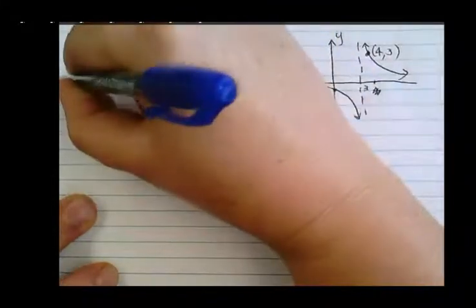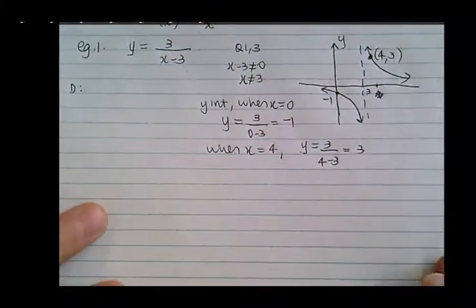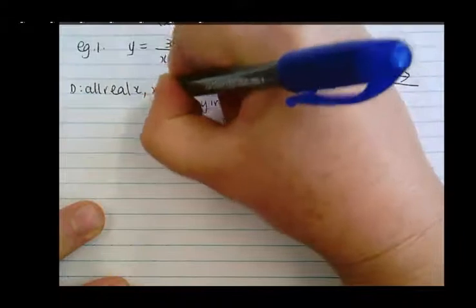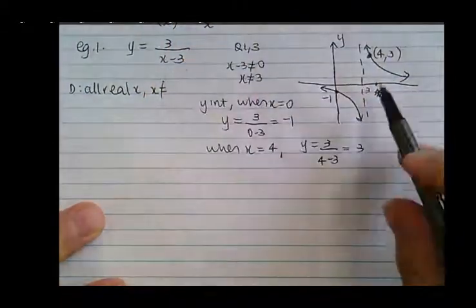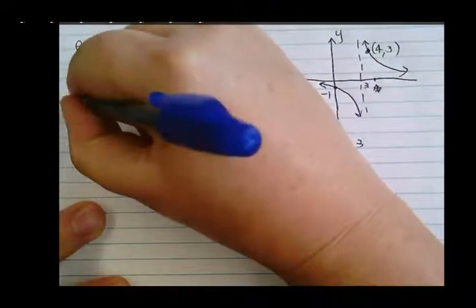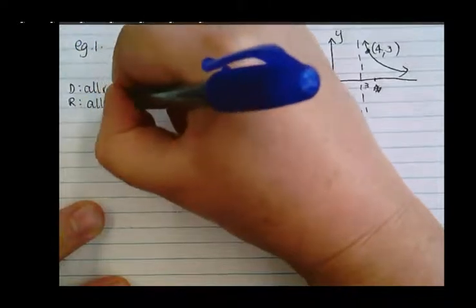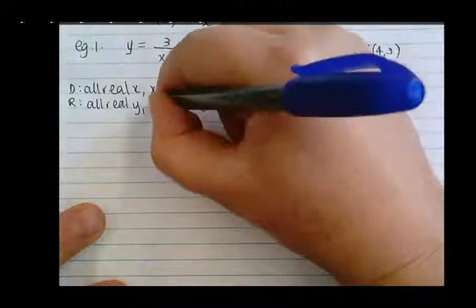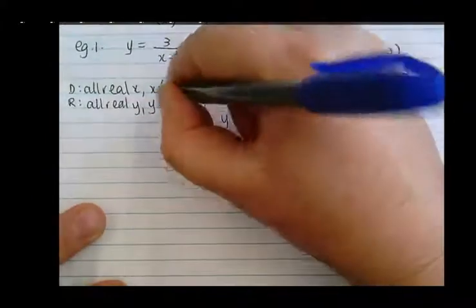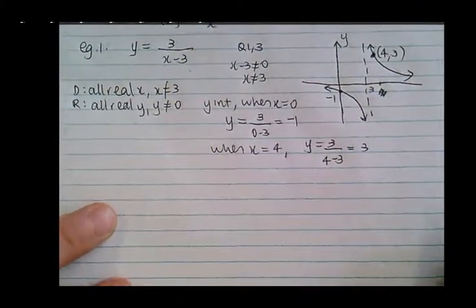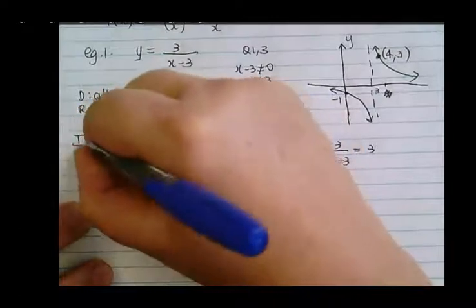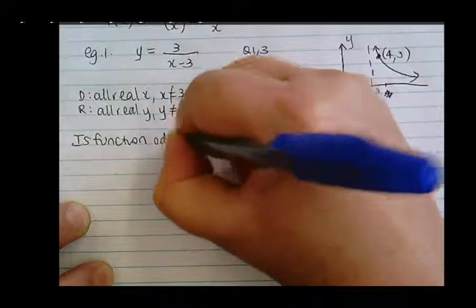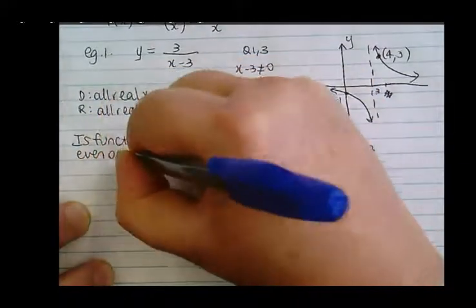So let's look at the domain. What's the domain? All real x, comma, x is not equal to 3. And the range is all real y, what? Y is not equal to 0. Okay? Let's see, is the function odd, even, or neither?